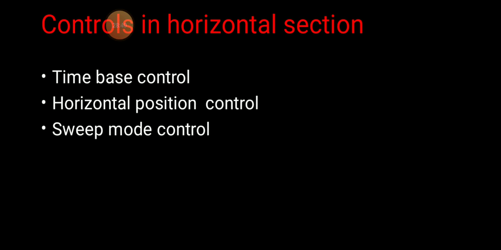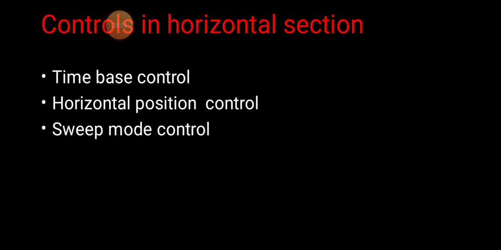Second one, horizontal position control. Again, on your CRO, you have the horizontal position knob, like the vertical position control. This is the potentiometer used to shift the displayed signal horizontally towards left or right across the screen. Once you turn on the signal, you can adjust the beam position horizontally, left or right. By using vertical position control, you can move it in the upward and downward direction.